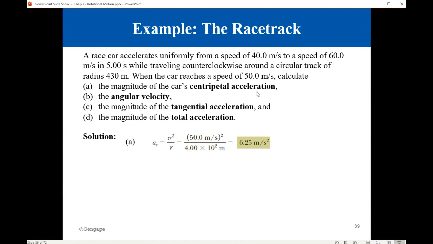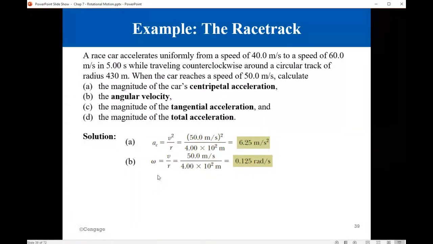So for the centripetal acceleration, straightforward, just use this equation, v squared over r. Always, v squared over r will give you the centripetal acceleration. v is 50 meters per second, square it, divide by the radius r. So you have the answer for the centripetal acceleration.